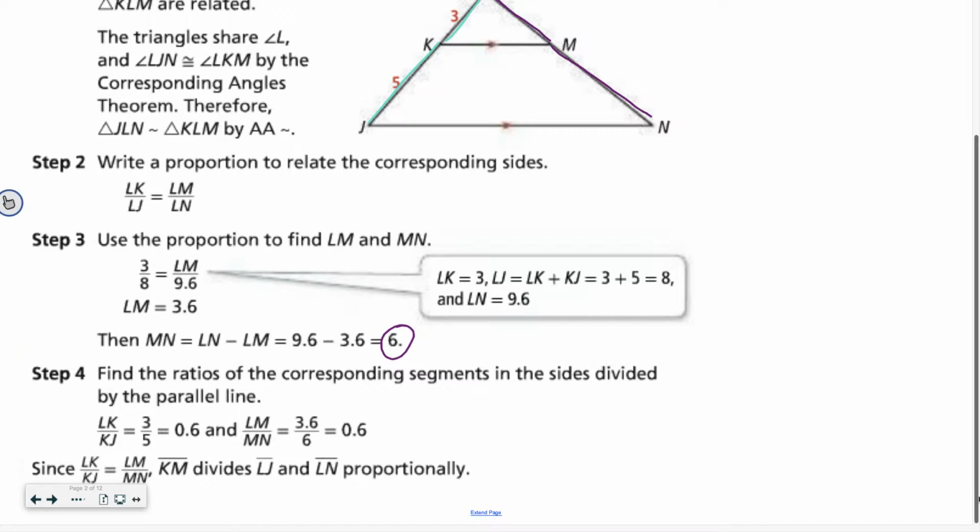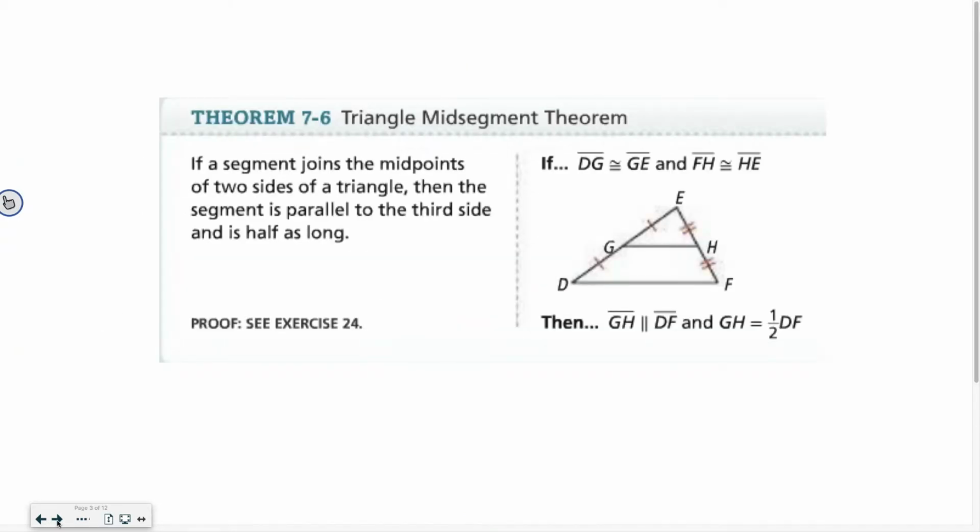Since both of those equal, words are tough. I feel like I'm saying that every video this year. Sorry, guys. It equals 0.6. Both of them equal that. So we know that segment KM divides segment LJ and segment LN proportionally. So that line going through the triangle divides the sides in a proportional fashion.